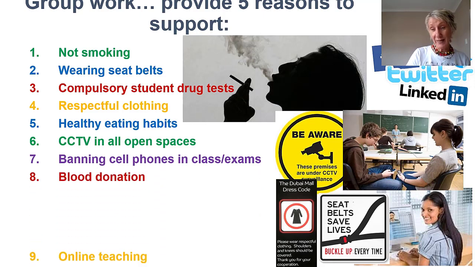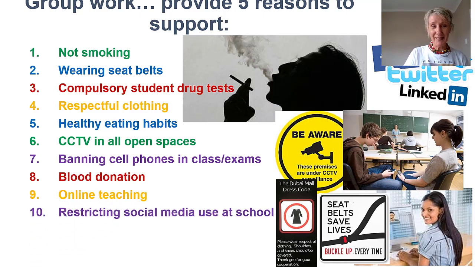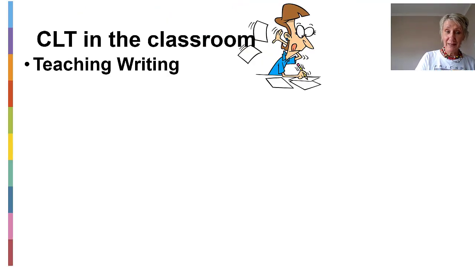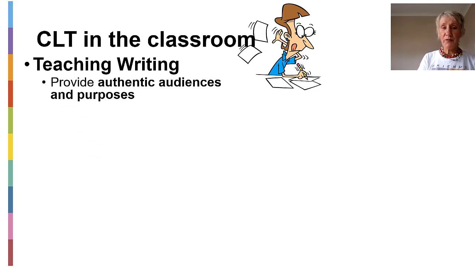Blood donations, why that should happen. Online teaching, why that should happen, as we're doing here. Restricting social media use at school, why that would be. And then, so I'm going to go back. So each of them would choose one of those topics, and then they would give the 5 reasons and report back on that. The next skill is writing. So you can provide them with authentic audiences for their writing.